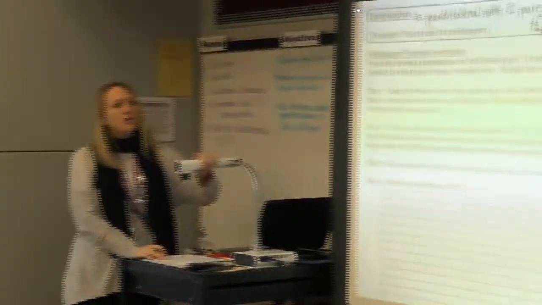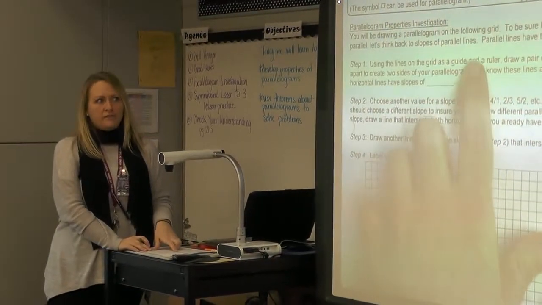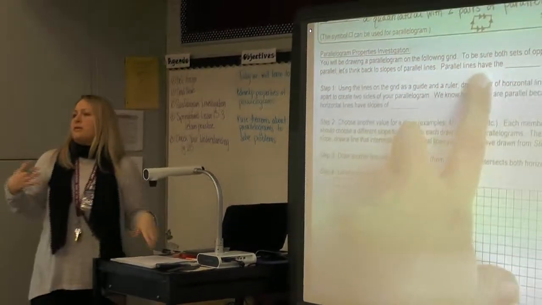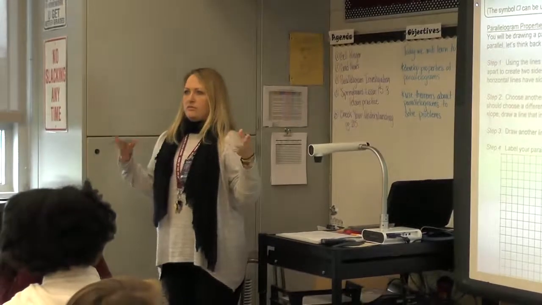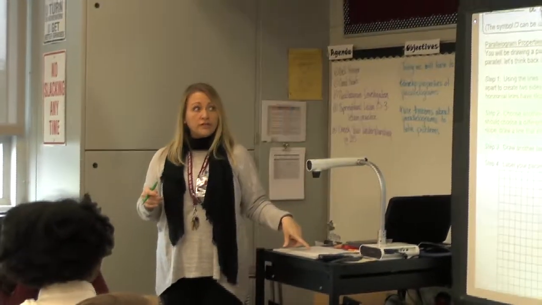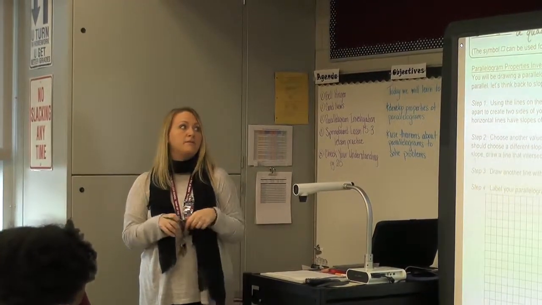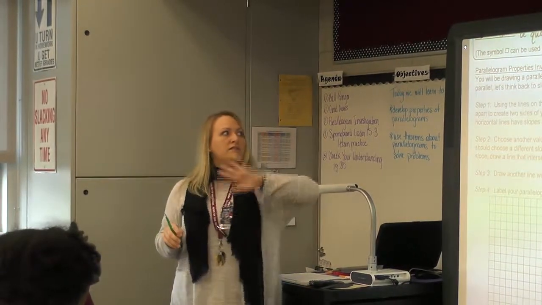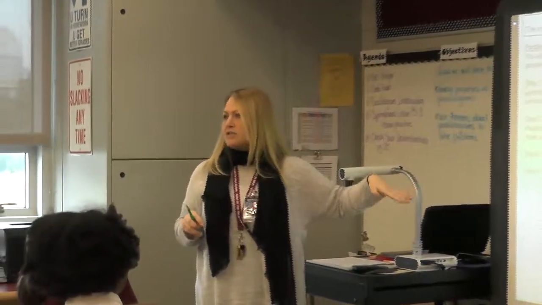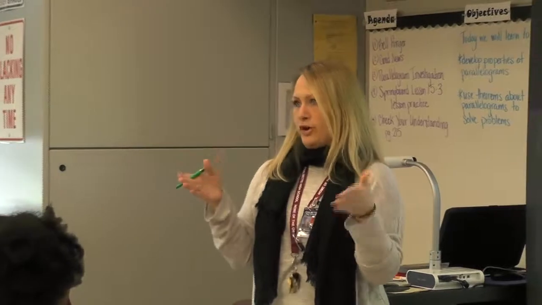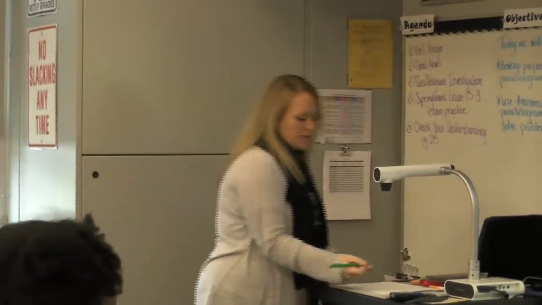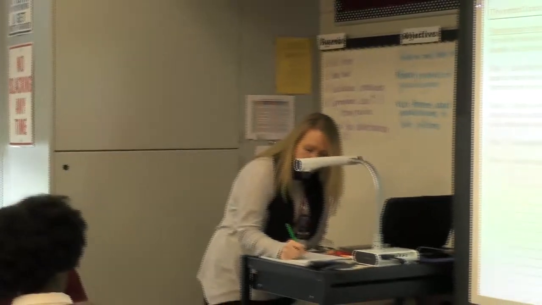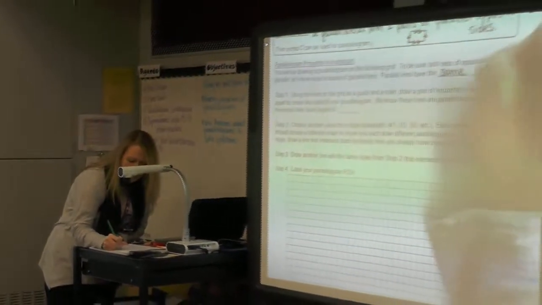So when you go to draw a parallelogram on the grid, we know that a parallelogram has two sets of parallel sides. To be sure that both sets of opposite sides are parallel, we have to think back to slopes of parallel lines, because we're working on a coordinate plane on a grid. What do we know about the slopes of parallel lines? They're the same, right? Do parallel lines have the same slope? Yes. We already know parallel lines have the same slope.